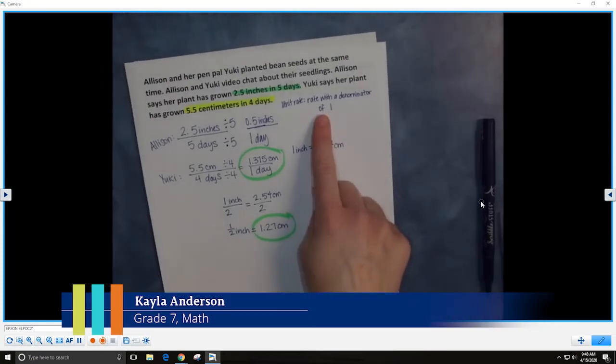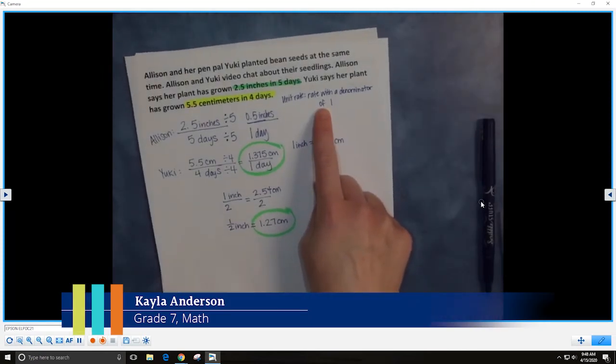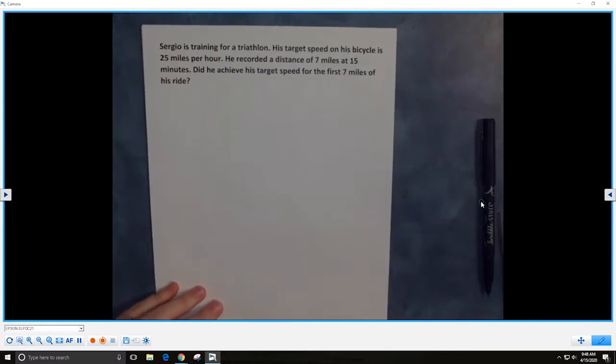Awesome job. Now that we've reminded ourselves of how to use ratios and rates to solve problems, let's do some more examples. Let's talk about finding a unit rate. What's a unit rate? Remember that a unit rate is a rate with a denominator of 1. So here's another problem for us to look at.